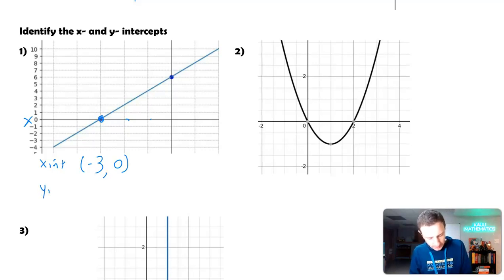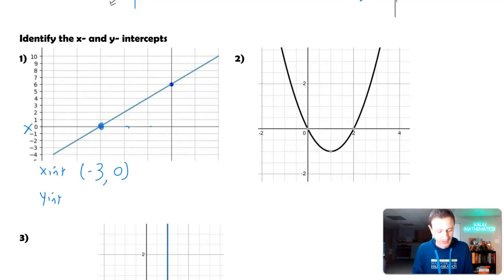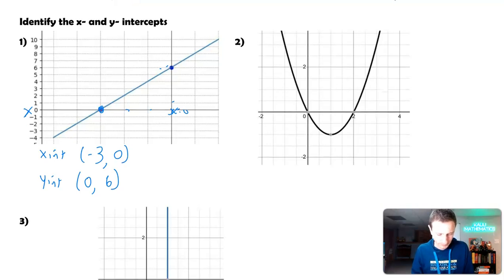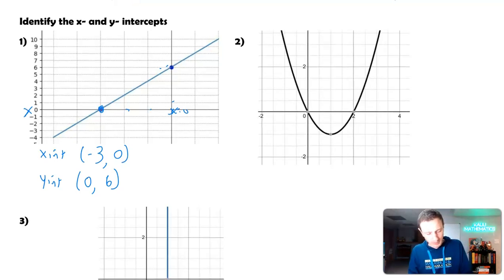The y-intercept, where we cross the y-axis, is when x is equal to 0. So right here, my y-intercept is going to be 0, and then it looks like it lines up with 6, yeah. So 0, 6. And those are the only 2 points where we cross the x and y axis.